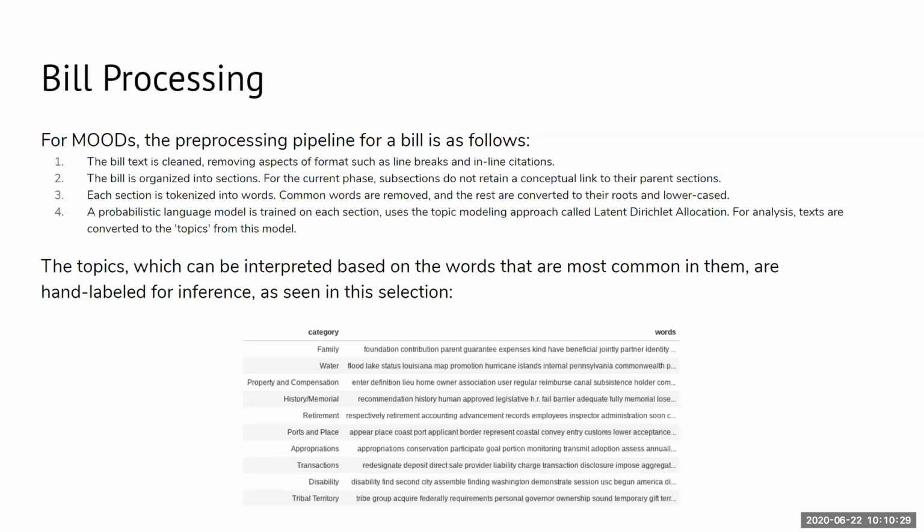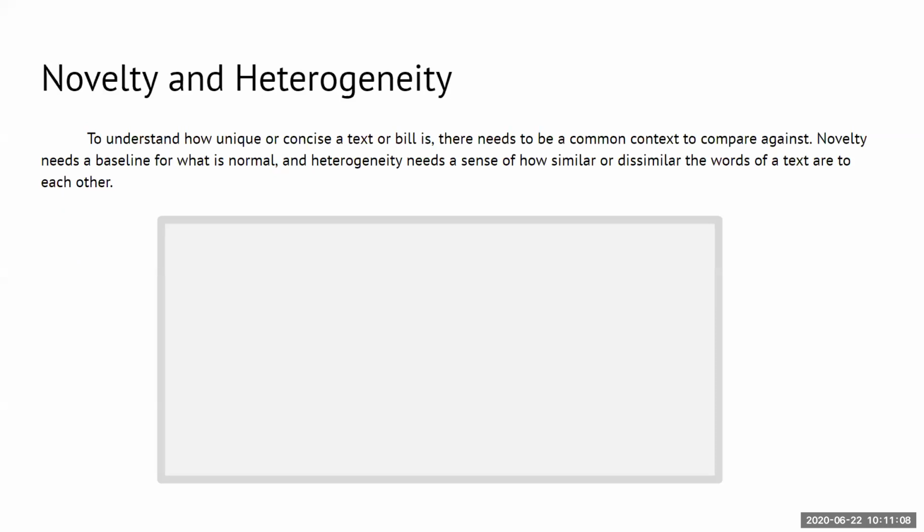The fundamental approach to MOODS involves treating our legislative bills as mixtures of topics. So essentially we do a fairly standard pre-processing, we clean, we convert words to their roots, and then we train a model, sometimes called a topic model, using a process called latent Dirichlet allocation. And this essentially lets us think about texts not just as mixtures of words, but as distributions of different underlying topics. We use those underlying topics to get at our measures of novelty and heterogeneity.